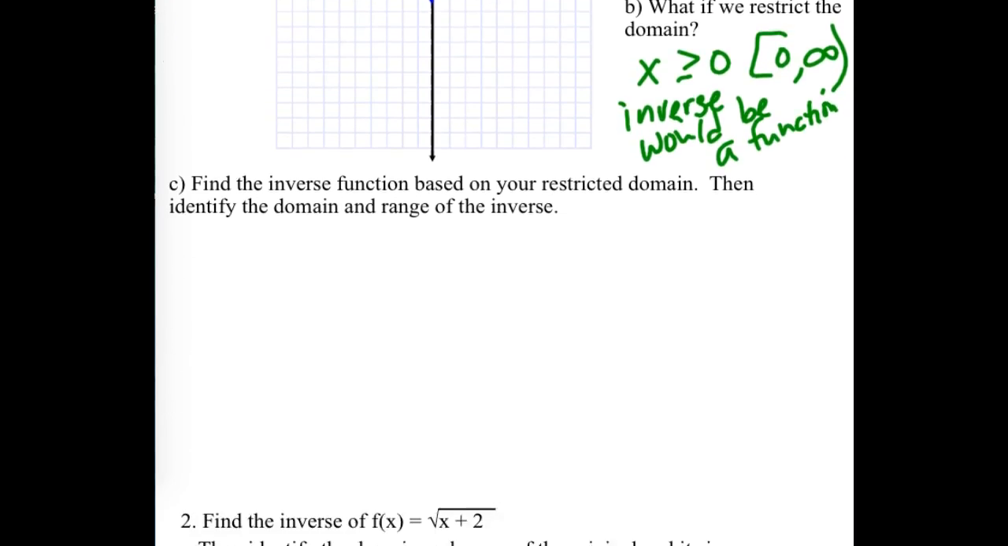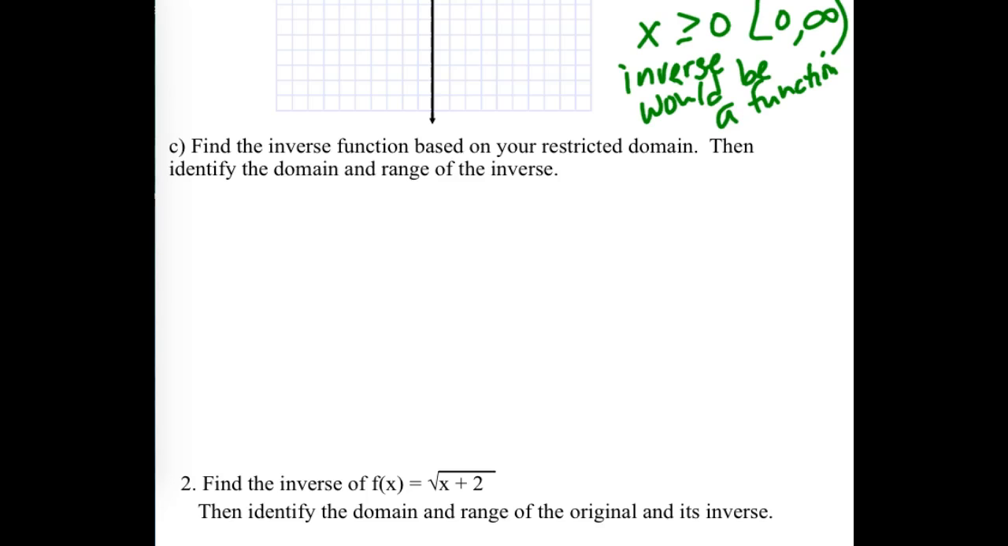All right, so we're going to look at two different options. We're going to look at if we restrict the domain to be 0 to infinity, and if we restrict the domain to be our left side from negative infinity up to 0, but not past it. Okay?